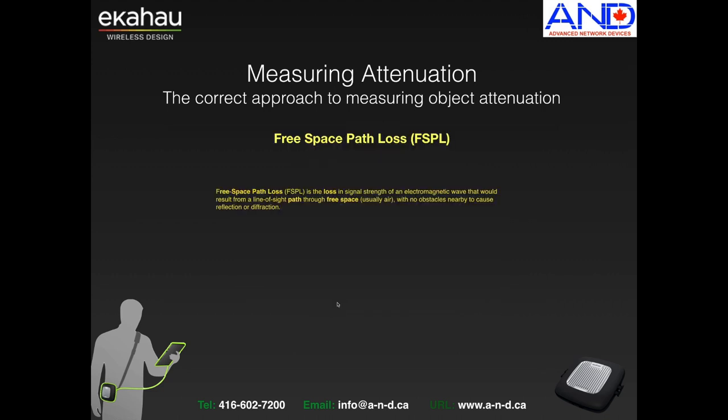Let's then define and see what is free space path loss, because that becomes critical in understanding how to make the proper measurement. Free space path loss is the loss of the signal strength of an electromagnetic wave that would result from the line of sight path through free space, which is usually air for our case, with no obstacles nearby to cause reflection or diffraction.